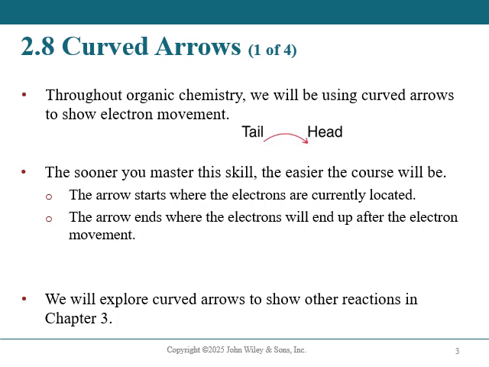The sooner you master this skill, the easier the course will be. You will see these arrows throughout the entirety of the course, and in organic too, if you're taking that course, you'll also see a lot of arrow moving. The arrow starts where the electrons are currently located. The arrow ends where the electrons end up after the electron movement.